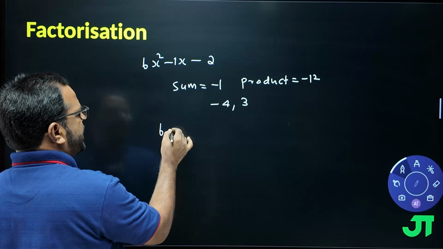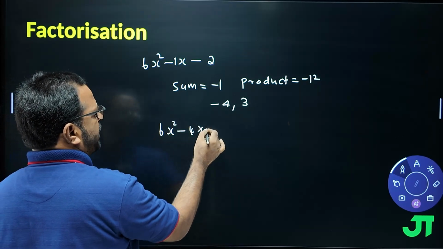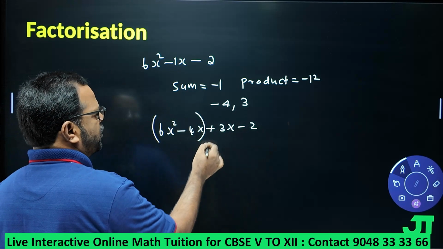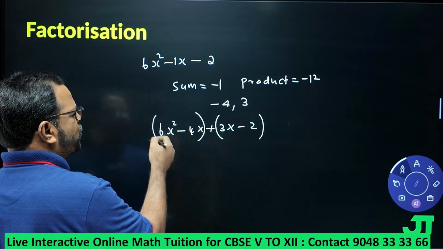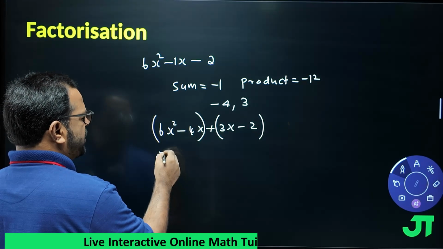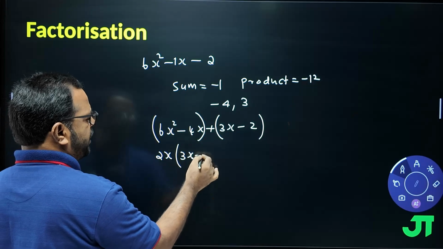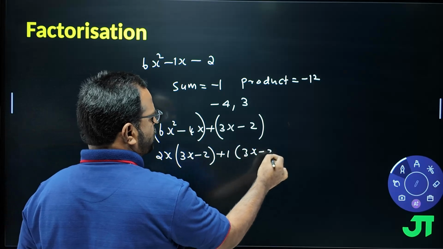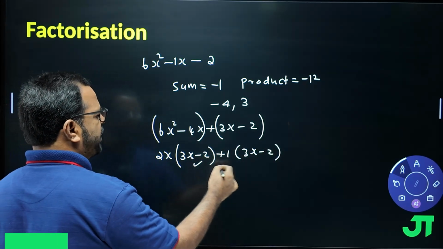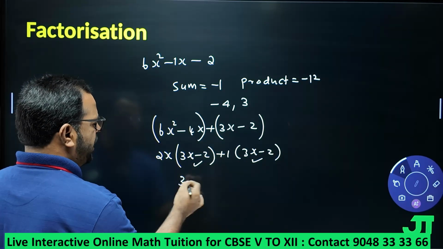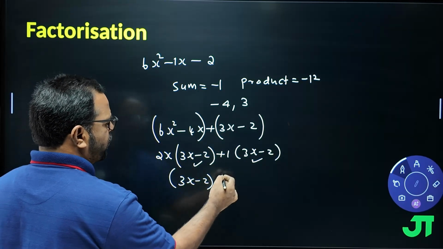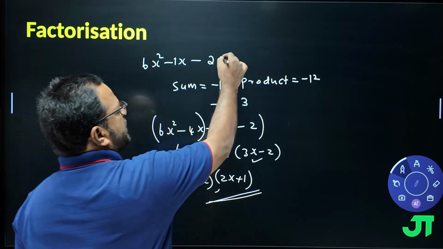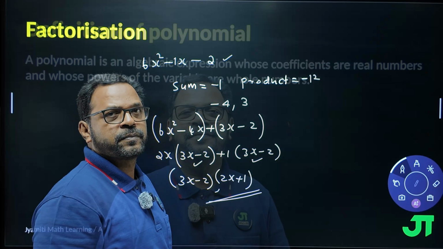So we have 6x² − 4x + 3x − 2. From these two terms, we have 2x(3x − 2) + 1(3x − 2). So 3x − 2 can be taken out: (3x − 2)(2x + 1). These are the two linear factors of this second degree polynomial.